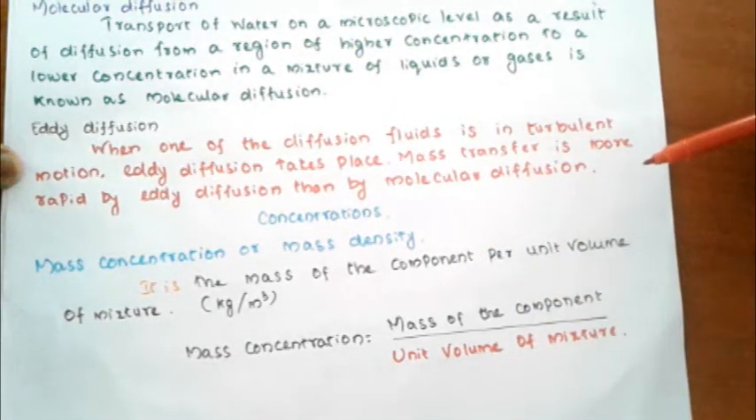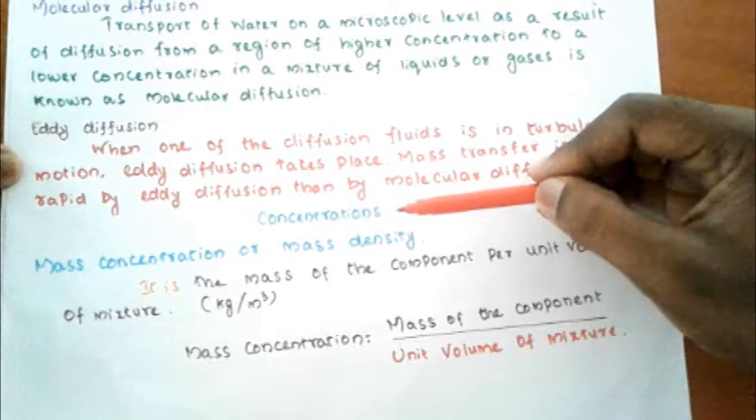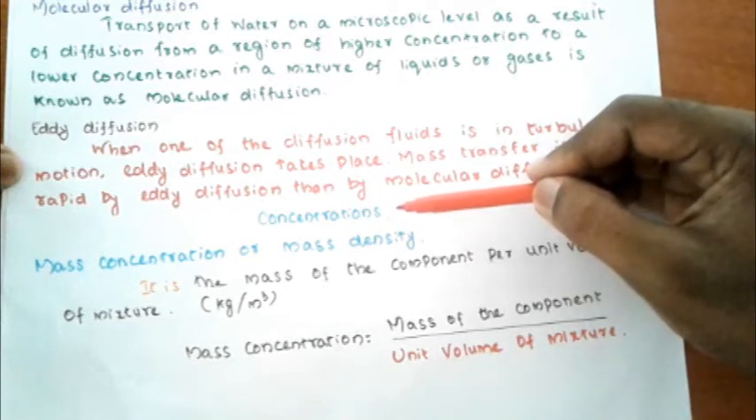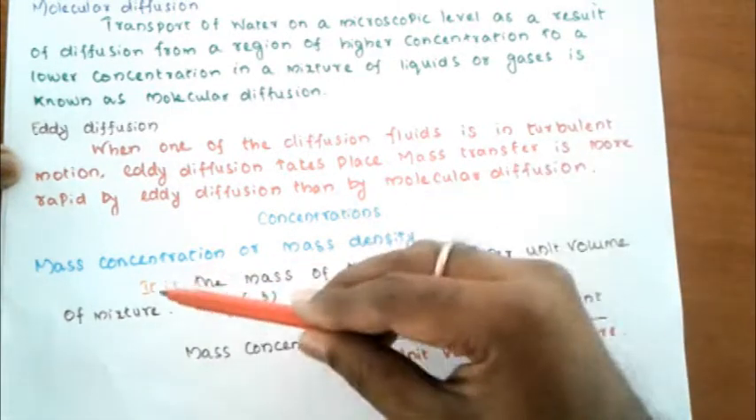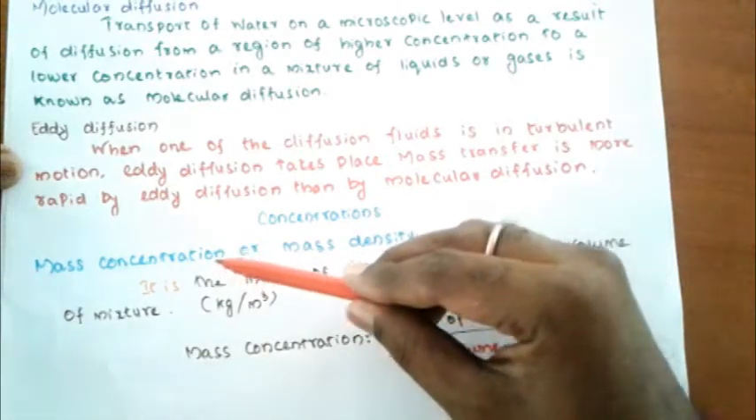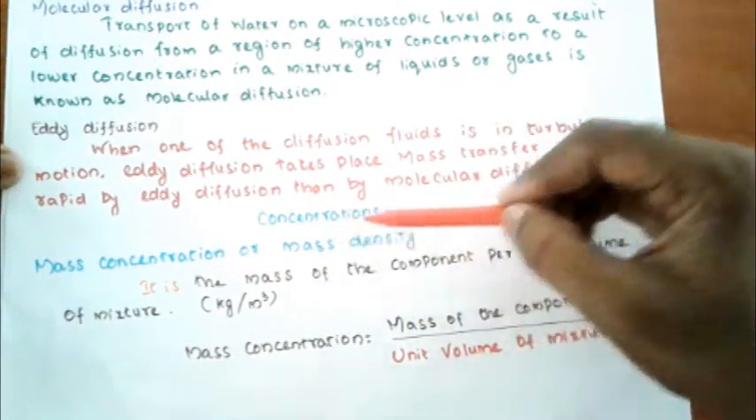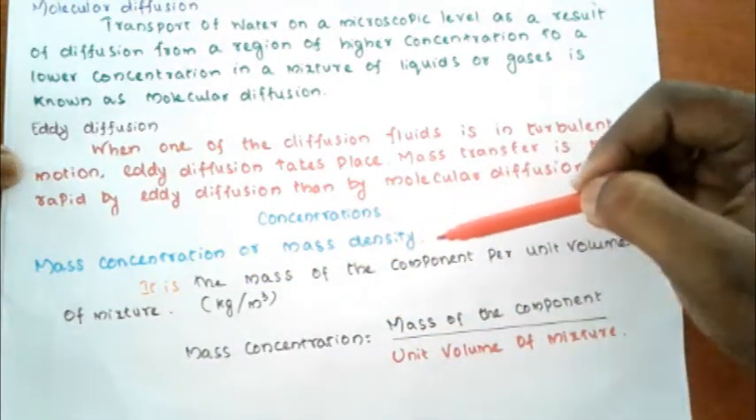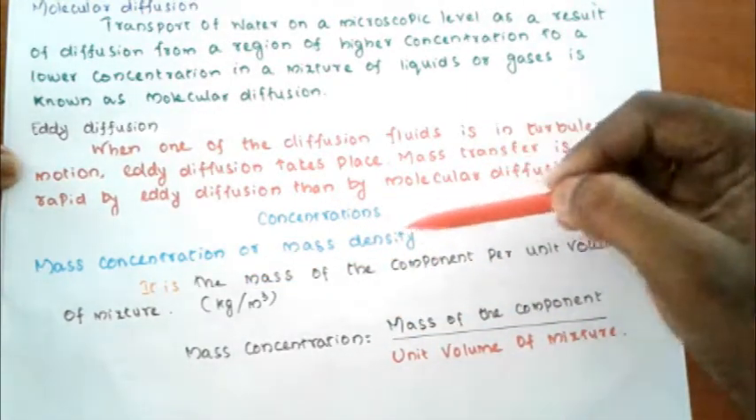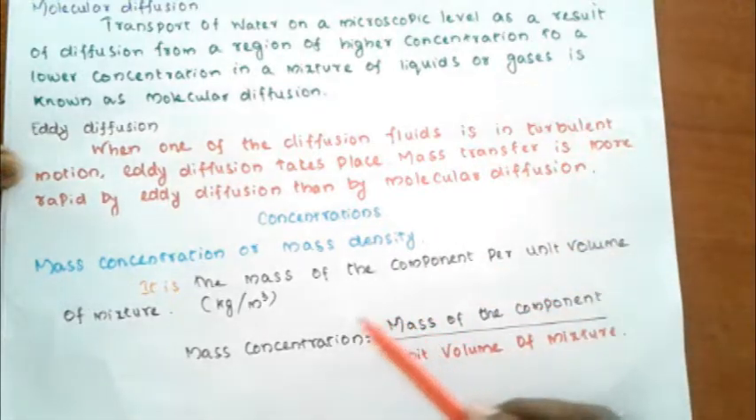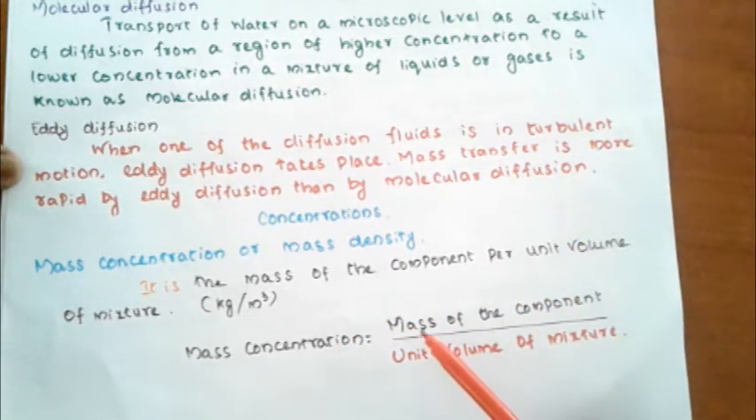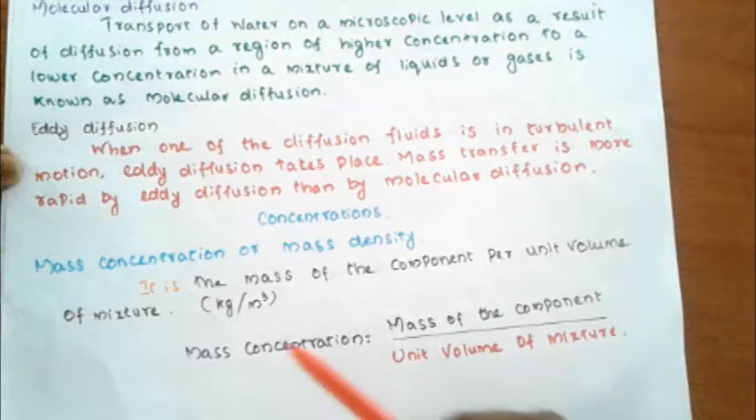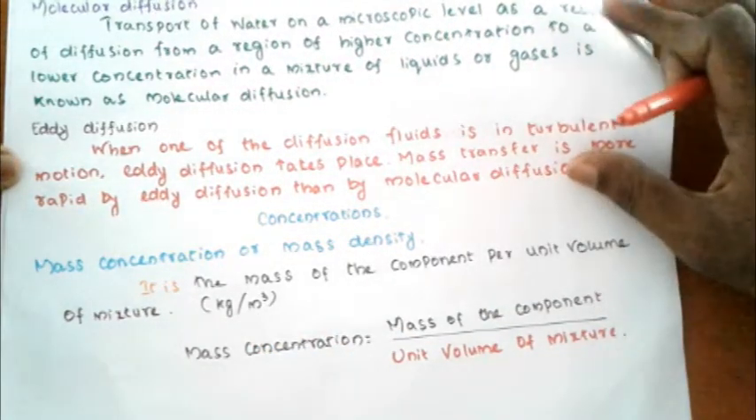Next we are going to see the concept of concentrations. Concentration is important terminology we are going to use in mass transfer. First let us see what is meant by mass concentration. This concentration is also known as mass density. It is given by the ratio of component mass to its unit volume. The formula is component mass by unit volume. It is given in kilogram per cubic meter.